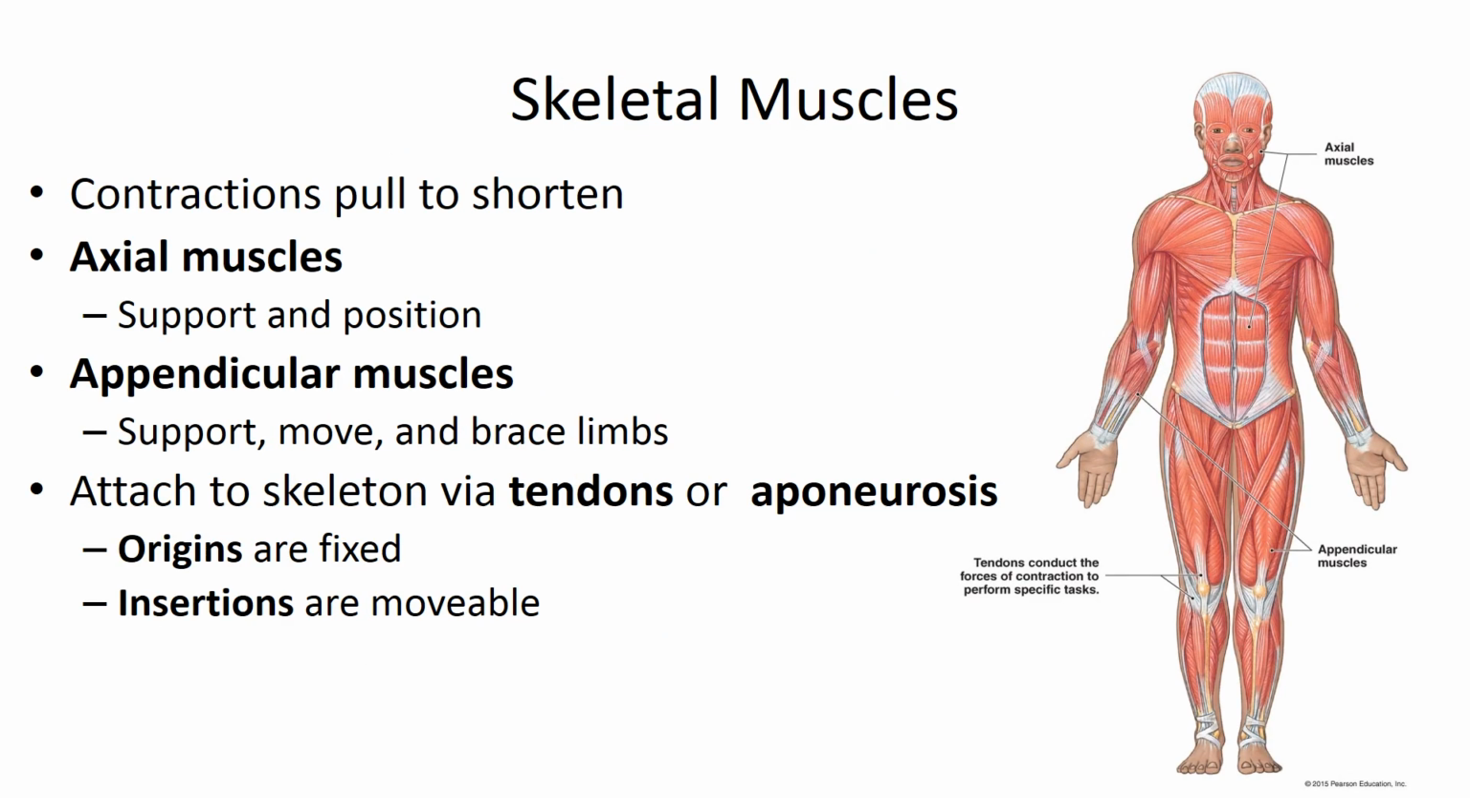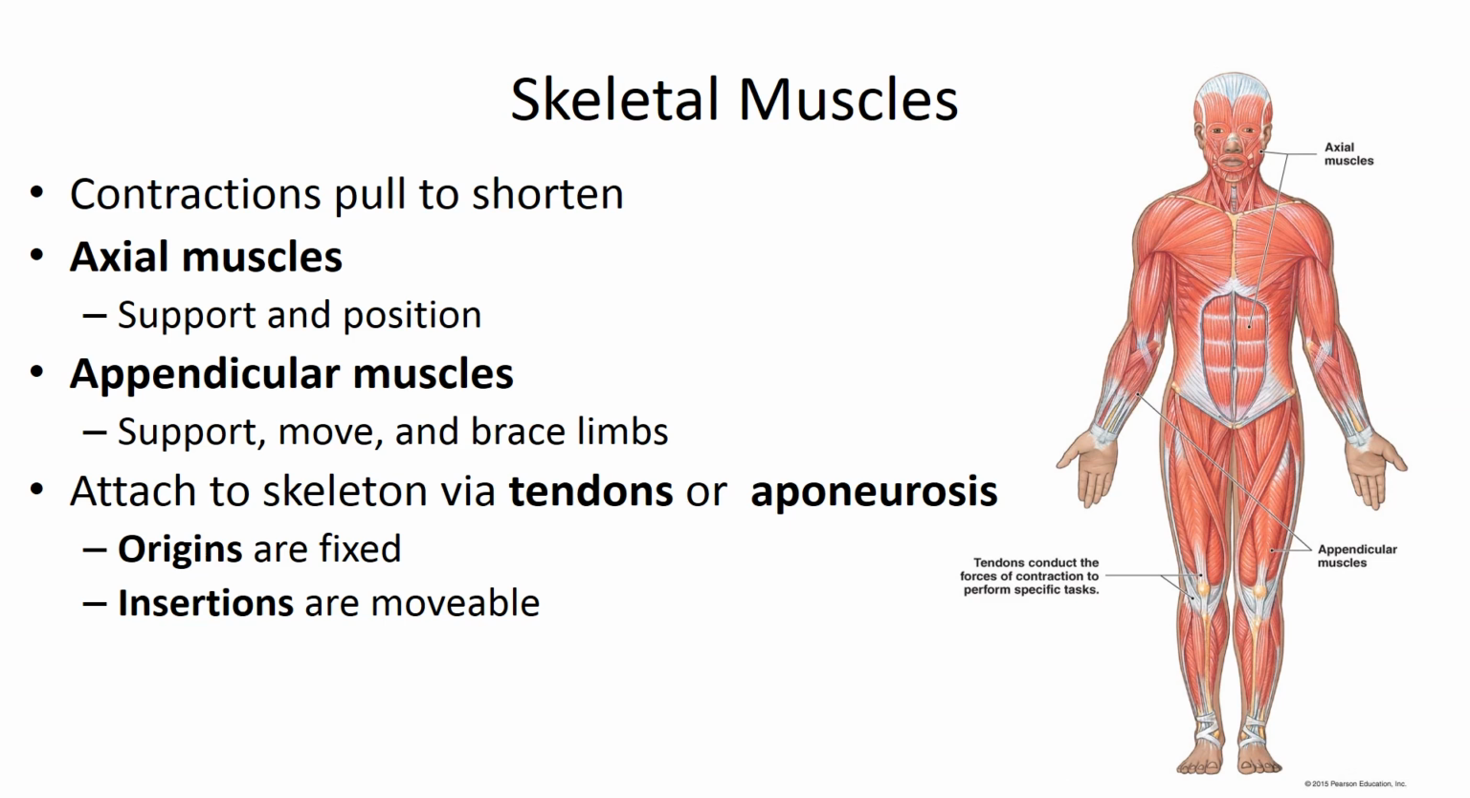Now, we've already examined how the contraction of a skeletal muscle pulls to shorten. And you have been examining in the lab the axial muscles as well as the appendicular muscles of the body. We've also talked about the attachment of the connective tissues of skeletal muscles, which form tendons.